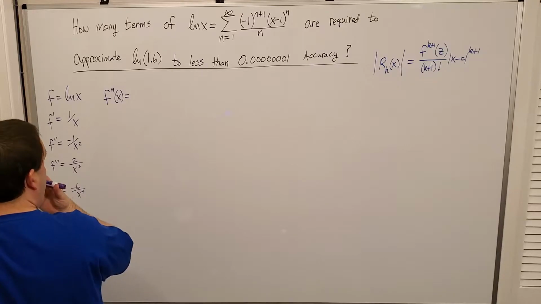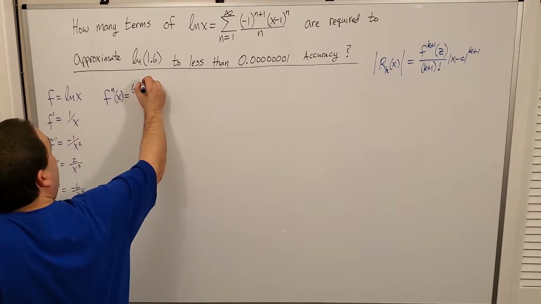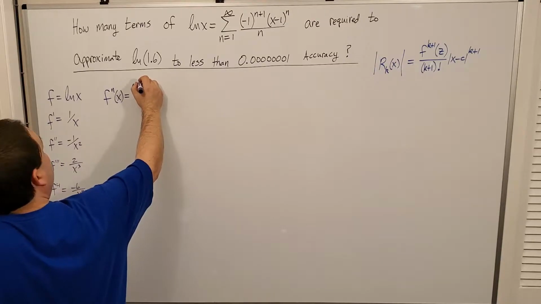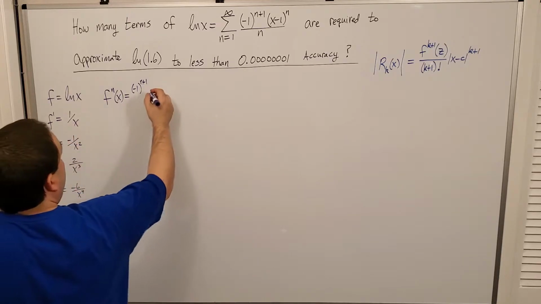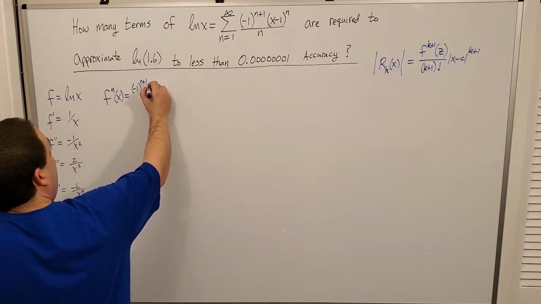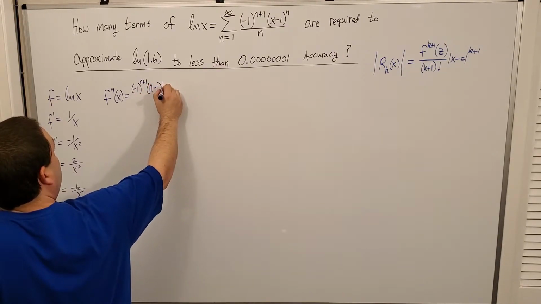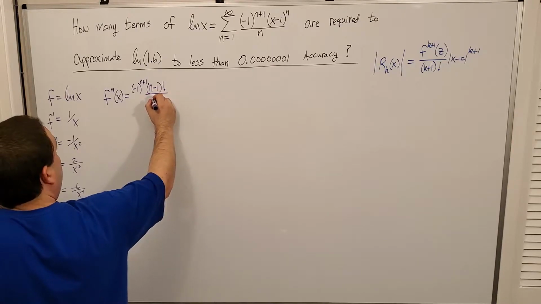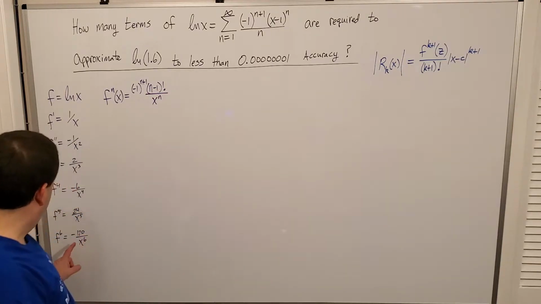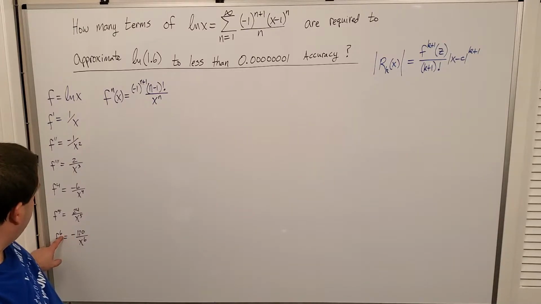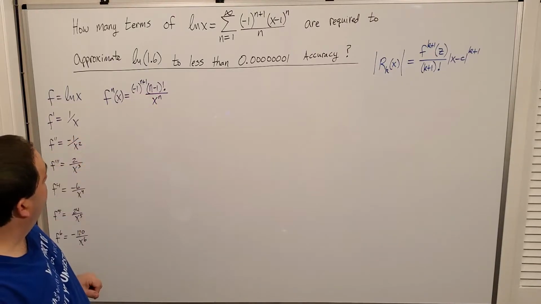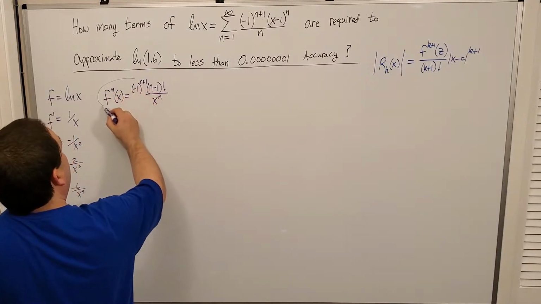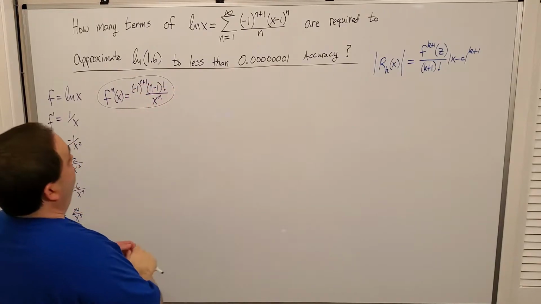Okay? So it looks to me like right here, the nth derivative of f, whatever x value it happens to be, is going to be negative 1 to the n plus 1, because the first derivative there is positive, and then n minus 1 factorial over x to the n, right? Because this is 5 factorial, but it's the 6th derivative. 4 factorial, but it's the 5th derivative. That's why it's n minus 1 factorial.